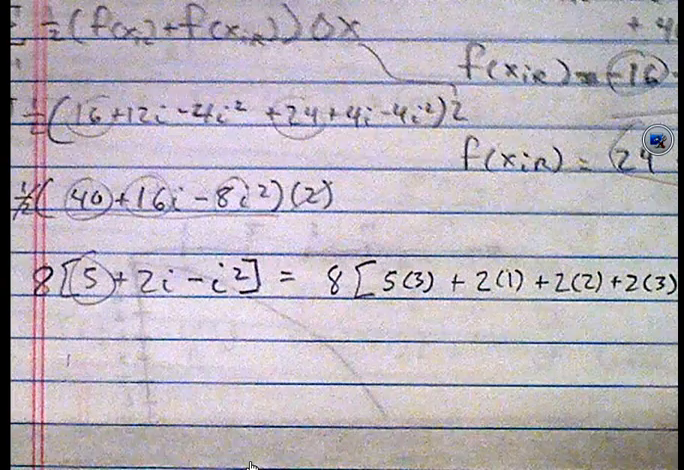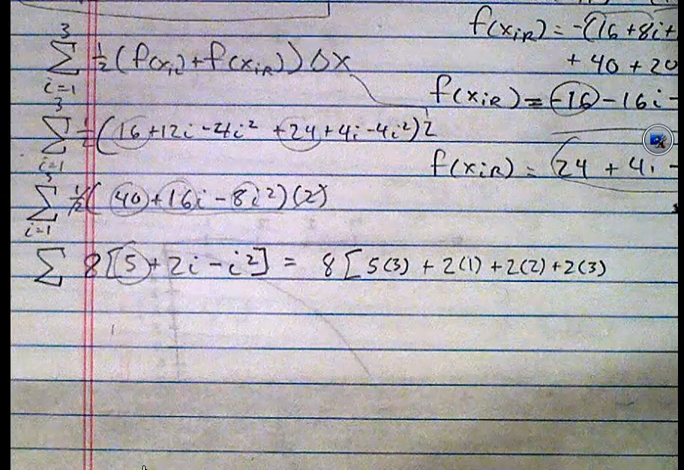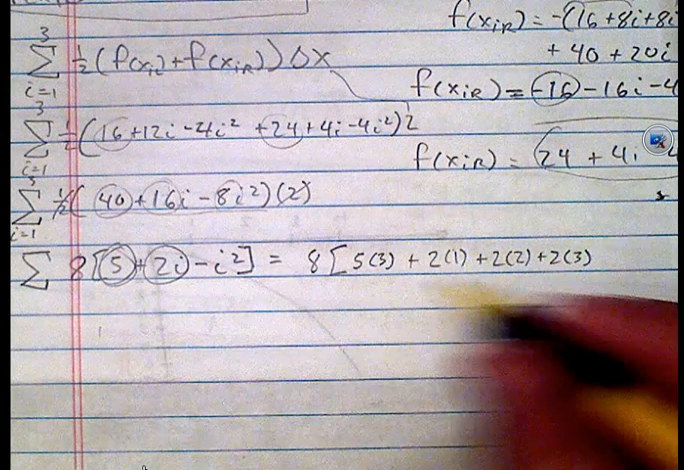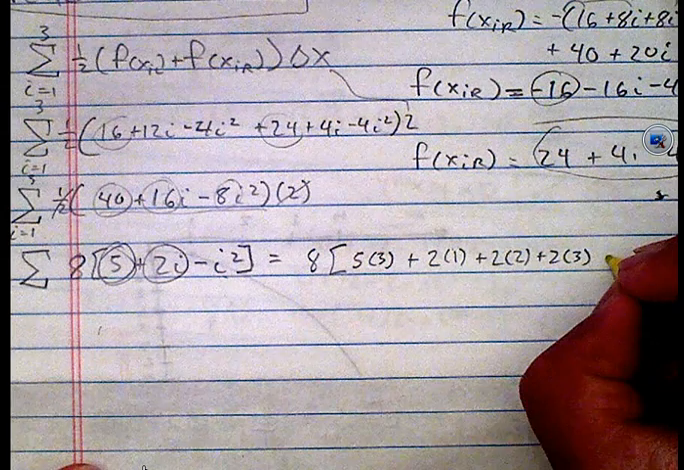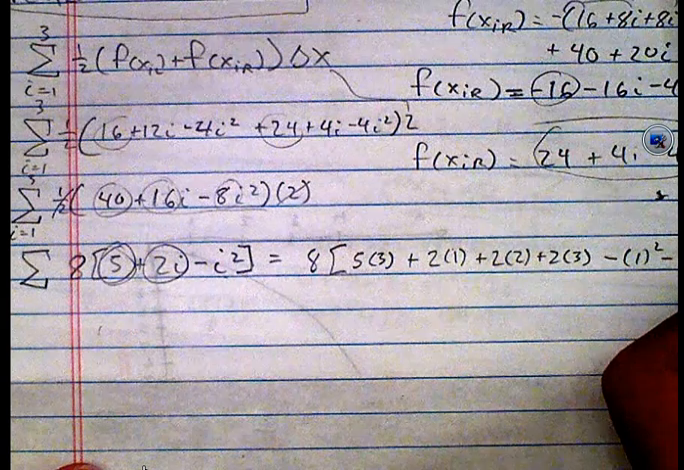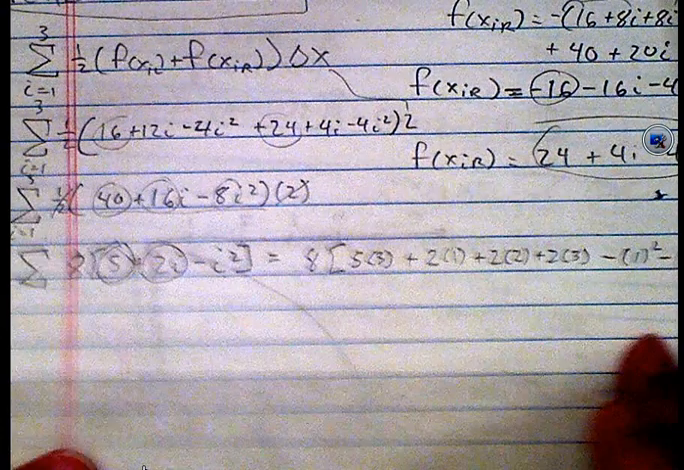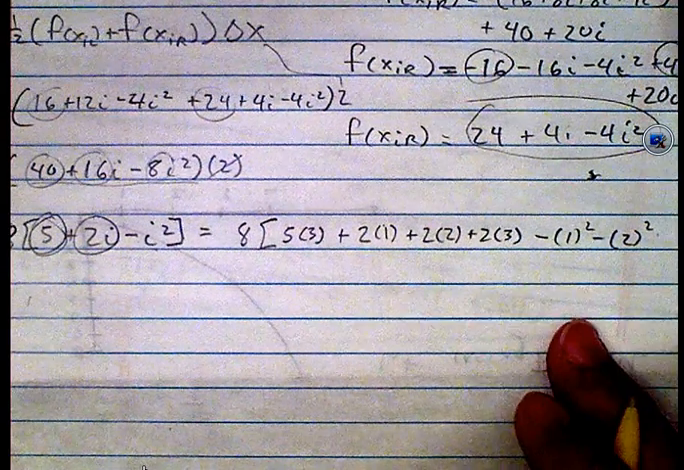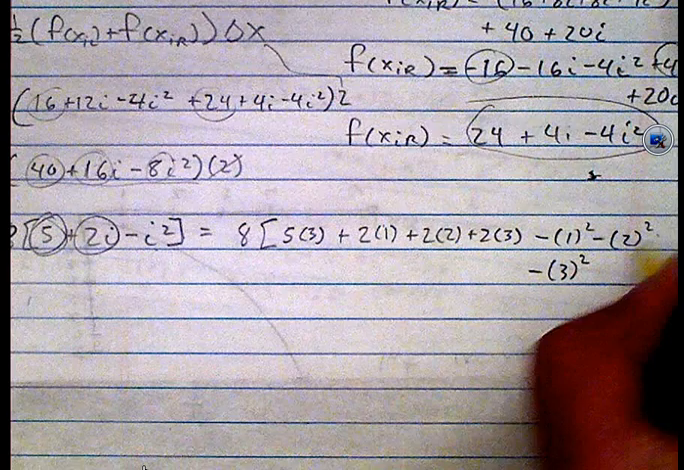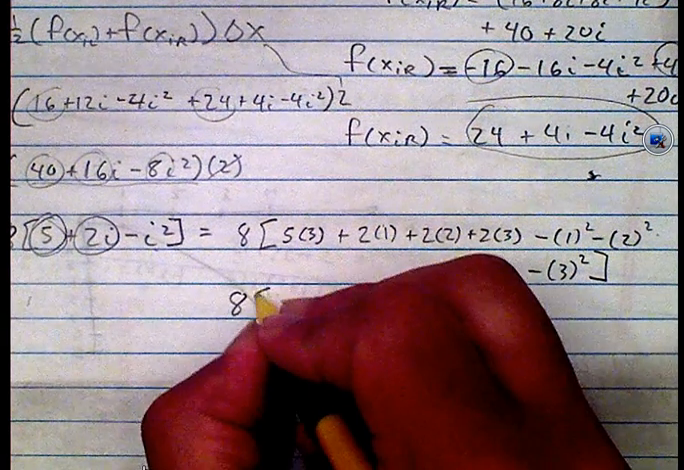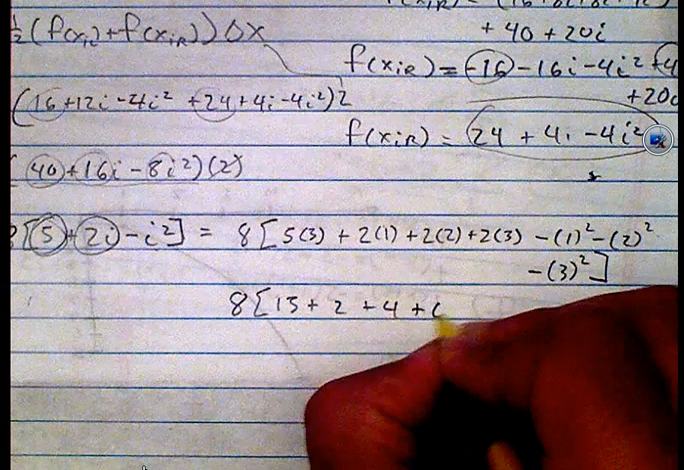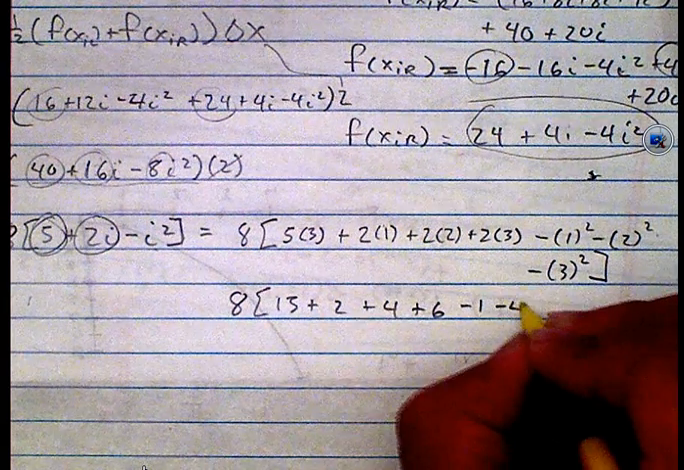Alright, let me back this up. So now I've taken care of the 5, I've taken care of the 2i, and now I've got to plug in 1, 2, and 3 into that. So that's going to be a negative 1 squared plus a negative 2 squared, I'm still running out of space, plus a negative 3 squared. And there I have it, 8 times 15 plus 2 plus 4 plus 6 minus 1 minus 4 minus 9.